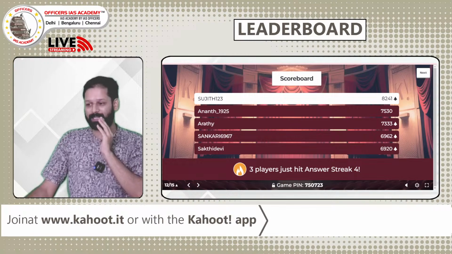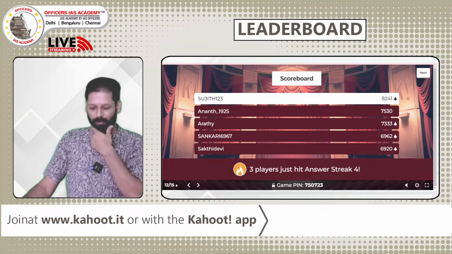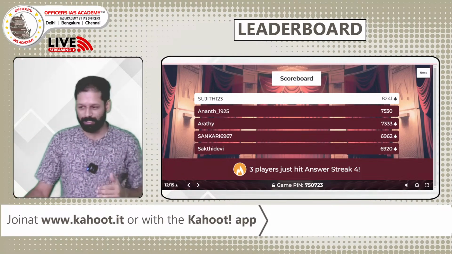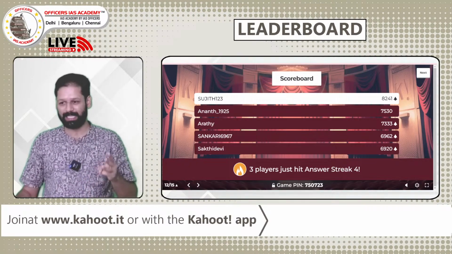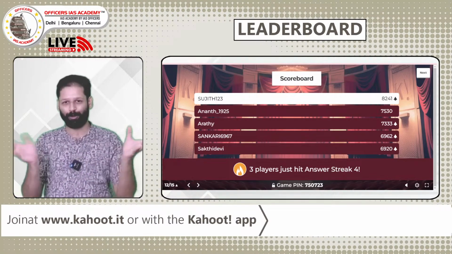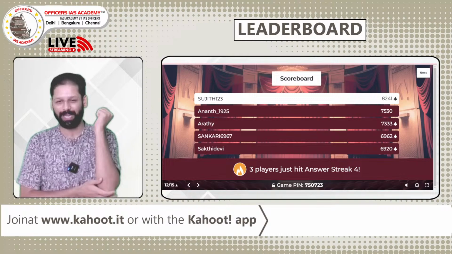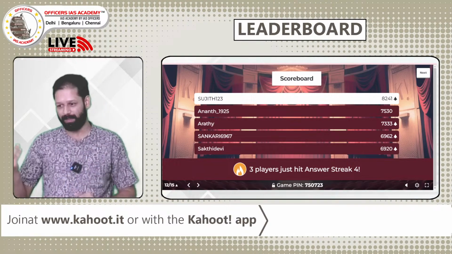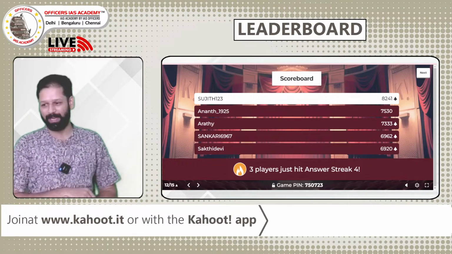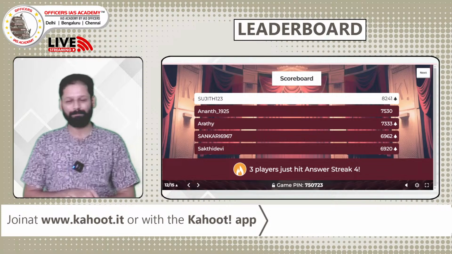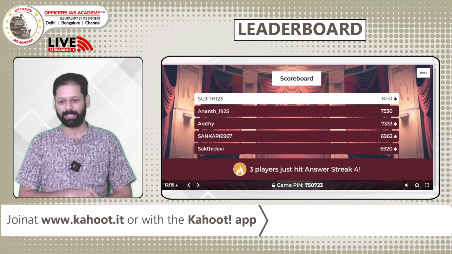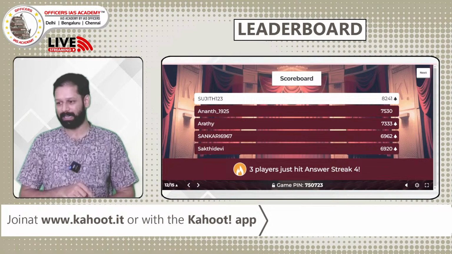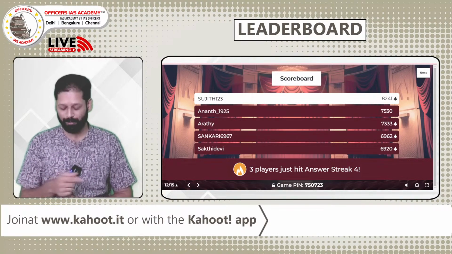Now 3 players just hit the answer streak of 4. Now it's getting really close. We are 12 questions down, only 3 more questions. In the next 2 questions, if you're not bringing back your game in, if you're not getting the correct answer, I think it might very well be Sujit 123 who will bag this quiz. But that is something which we will have to decide after we see the other questions that are there.